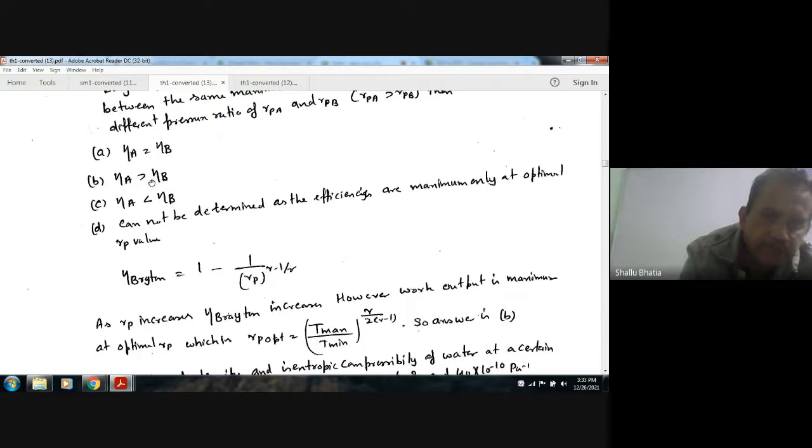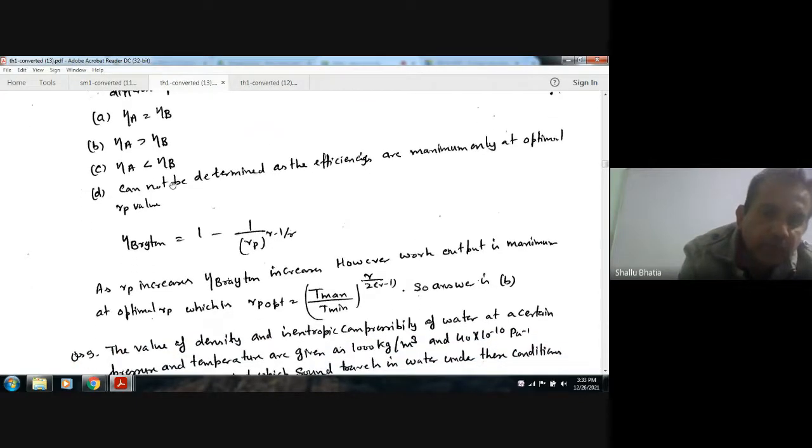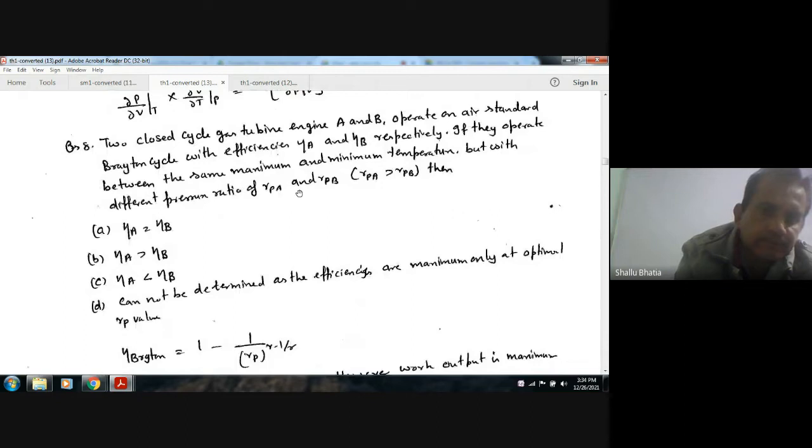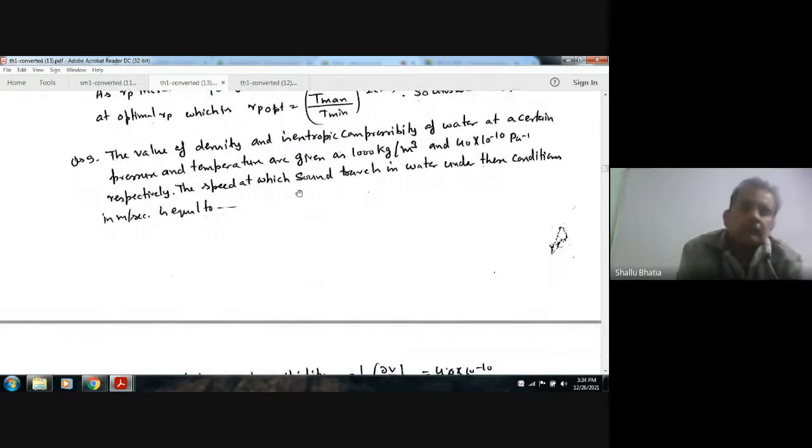So if RP of A is greater than RP of B, then the answer is B. But in case of the work done, the maximum work done occurs at R optimum, that is given by T max by T minimum to the power gamma by 2 gamma minus 1. But the efficiency always increases with the increase in RP. So answer is your B option.